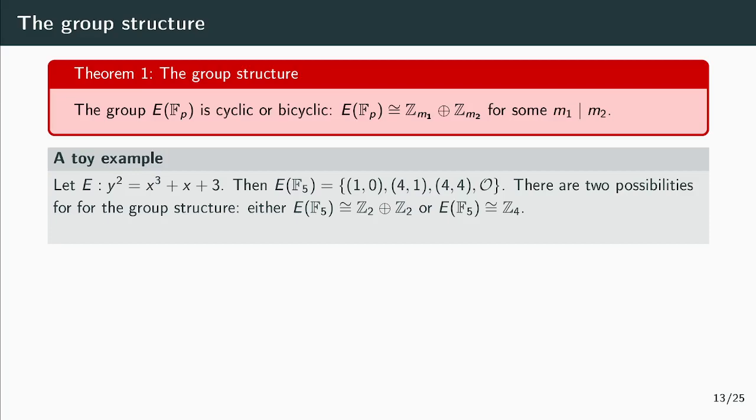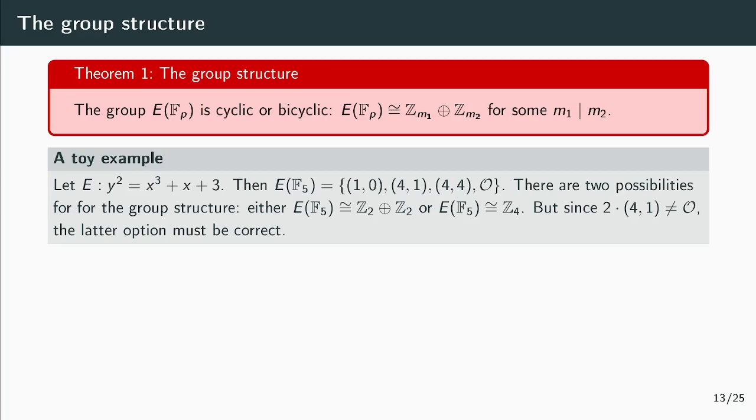But if the group was isomorphic to Z2 plus Z2, all of the points would have to have order 2, because multiplication by 2 annihilates both summands in that case. But clearly this is not the case, because the points (4, 1) and (4, 4) do not have order 2. So they must in fact have order 4, and the whole group is cyclic.